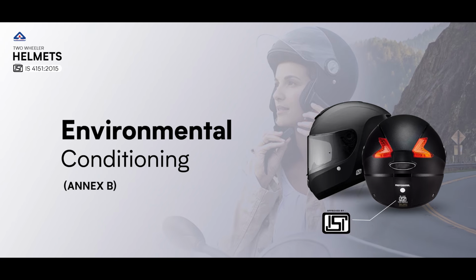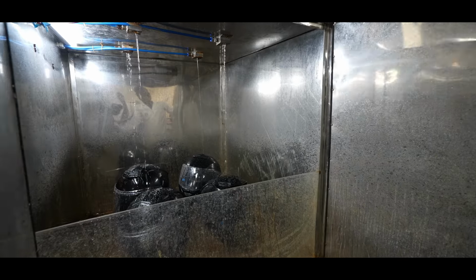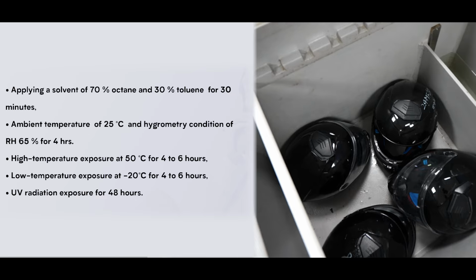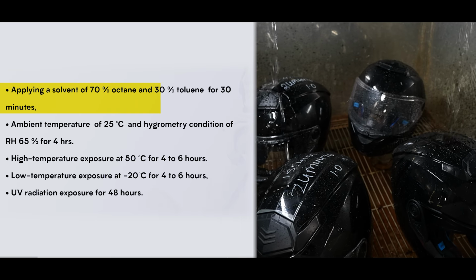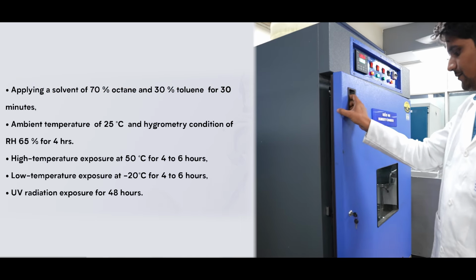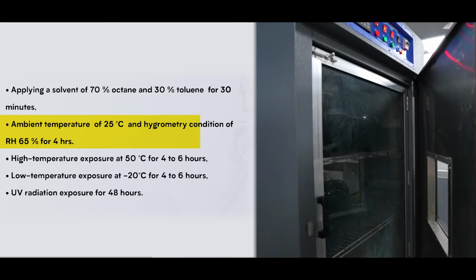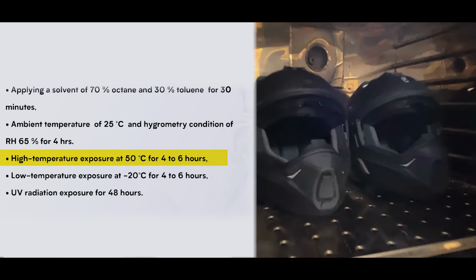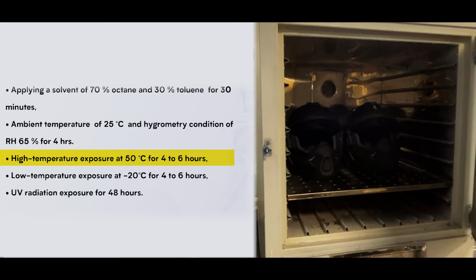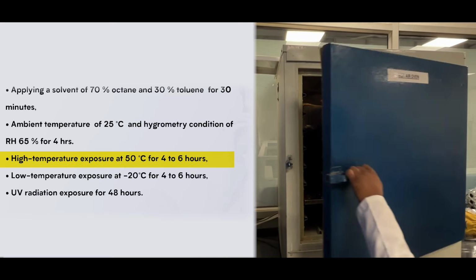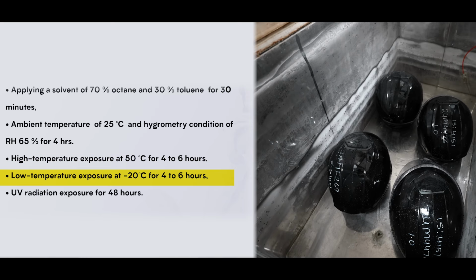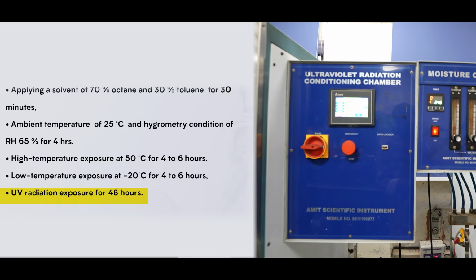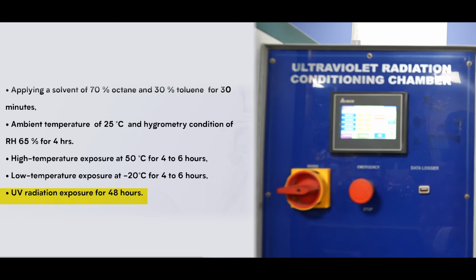Environmental conditioning. Before testing, helmets undergo environmental conditioning to simulate real-world conditions. Ambient temperature 25 degrees Celsius and hygrometry 65% RH. High temperature exposure at 50 degrees Celsius for 4 to 6 hours. Low temperature exposure at minus 20 degrees Celsius for 4 to 6 hours. UV radiation exposure for 48 hours.